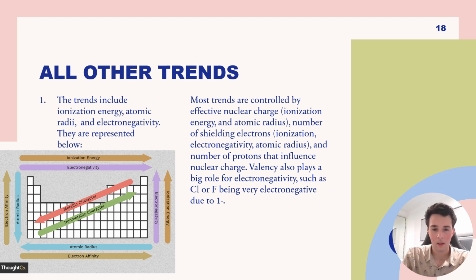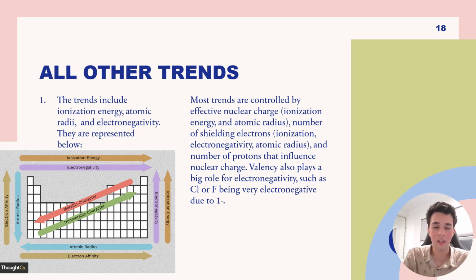So the number of shielding electrons as you move down a group will literally be a whole shell, right? Every time you move down. So that's why the radius will keep getting bigger and bigger. And also the number of protons will affect the nuclear charge. So the number of protons changing the effective nuclear charge will make certain changes in properties and trends too.